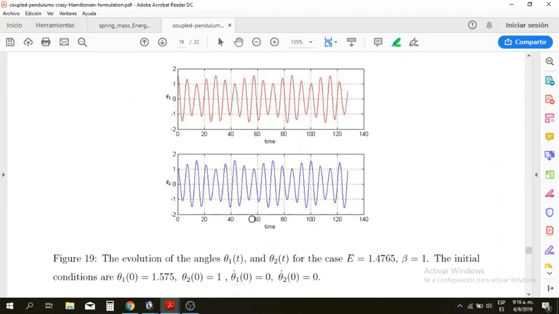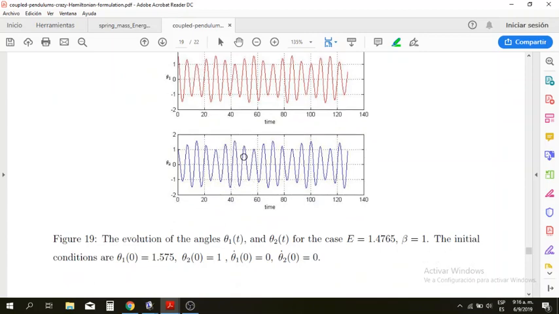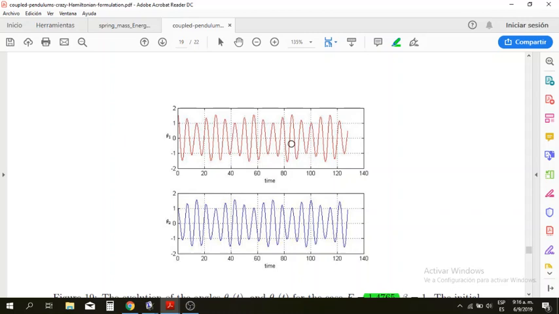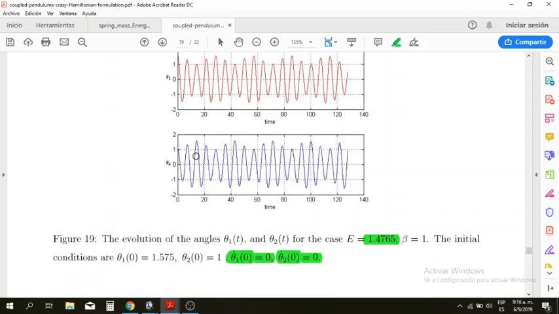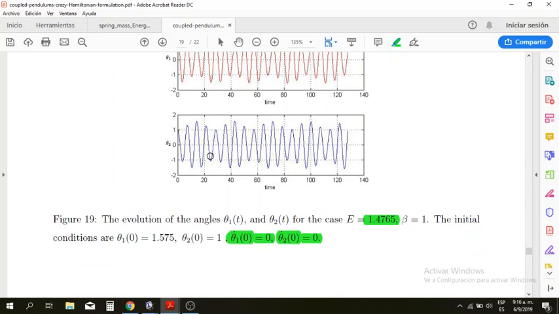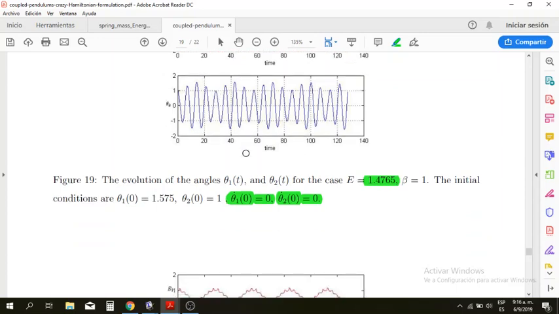In this case, it is very interesting because the initial velocities of both pendulums are 0, beta equal 1, the energy is smaller, 1.4765, but the initial conditions are theta 1 at 0 equal to 1.575, and theta 2 at 0 equal 1. So this is an interesting evolution, very orderly, almost like a sine function.